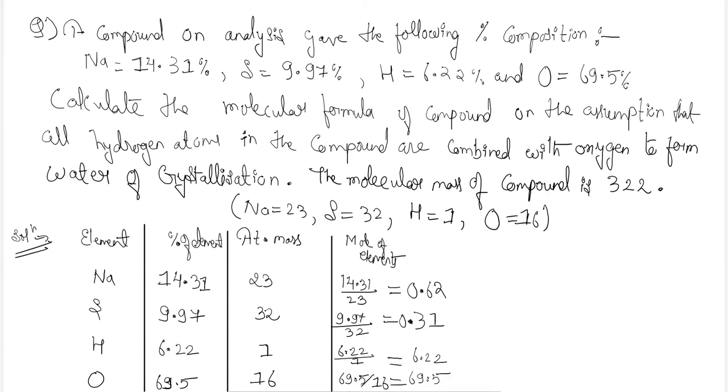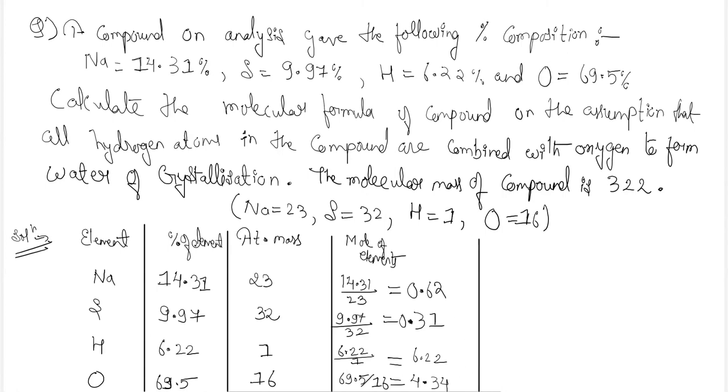69.50 divided by 16. So it will become 4.34.